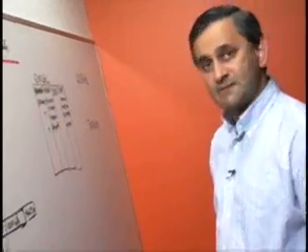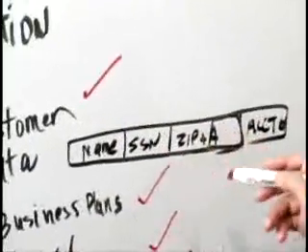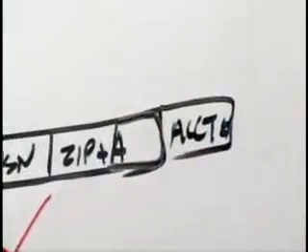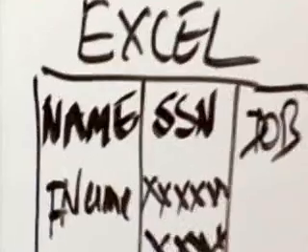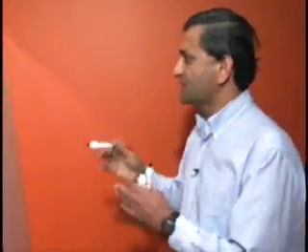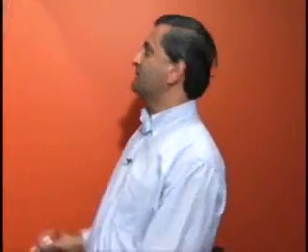Let's take the example of customer data. You've got name, social security number, zip+4, account number. I'm going to go into the database and extract out 10 records that contain name, social security number, date of birth, and zip. Let's take a look at the different kinds of filters that can help stop this information from leaking.